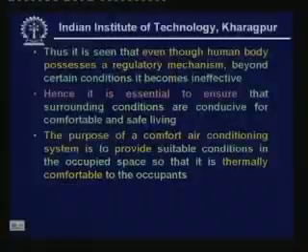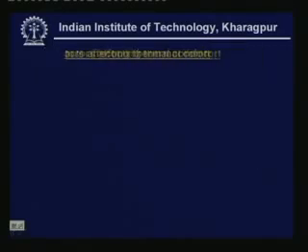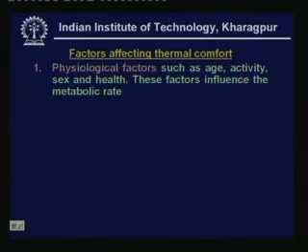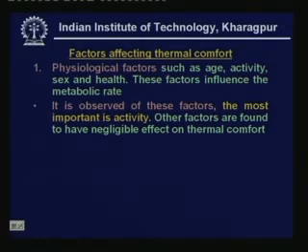The purpose of a comfort air conditioning system is to provide suitable conditions in the occupied space so that it is thermally comfortable to the occupants. Now let us look at the factors affecting thermal comfort. The first factor is physiological factors: age, activity, sex and health. These factors influence basically the metabolic rate. Of all these, the most important is activity. Other factors like age and health have negligible effect on thermal comfort.